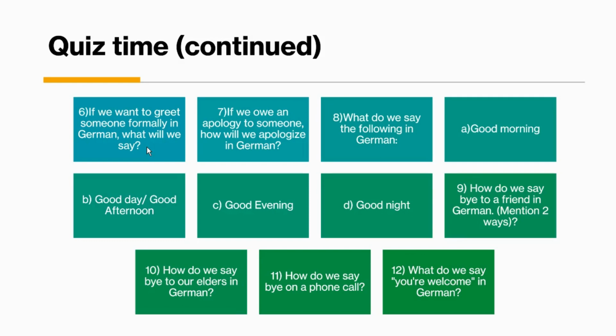What do we say the following in German? Good morning, good day or good afternoon, good evening, good night. Now I'm giving you a little hint. Please be careful with good night. How do we say bye to a friend in German? Now you need to mention two ways. There are around four ways I've taught you in this PPT, but you can mention any two ways you like. How do we say bye to our elders? That is formal in German. How do we say bye formally in German?